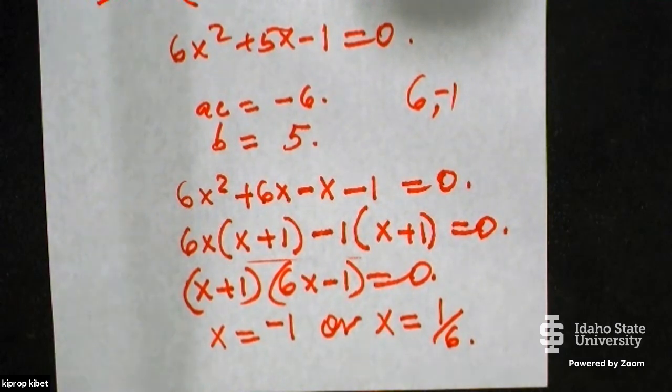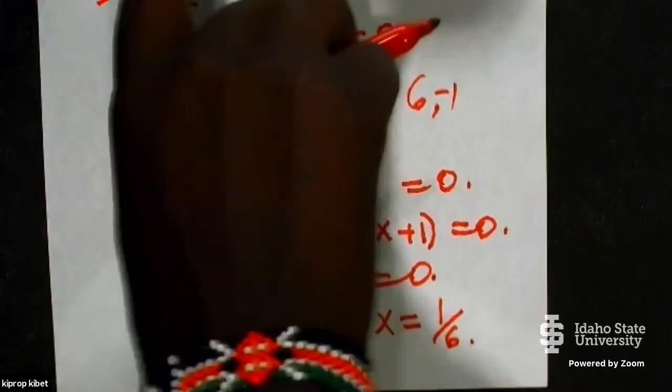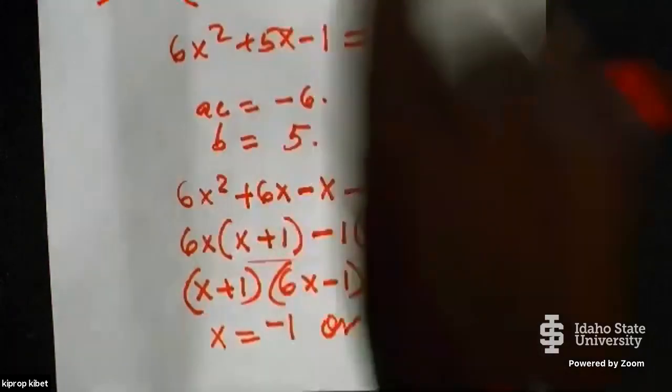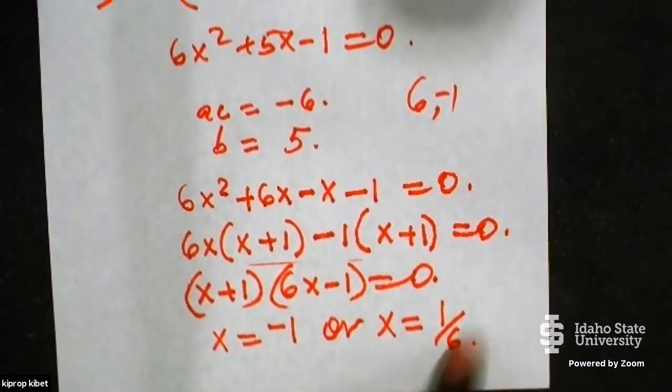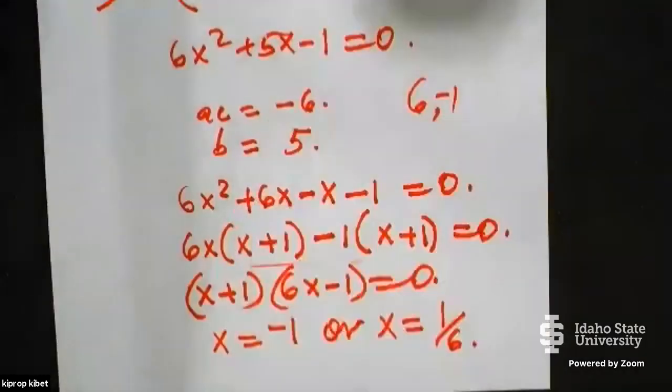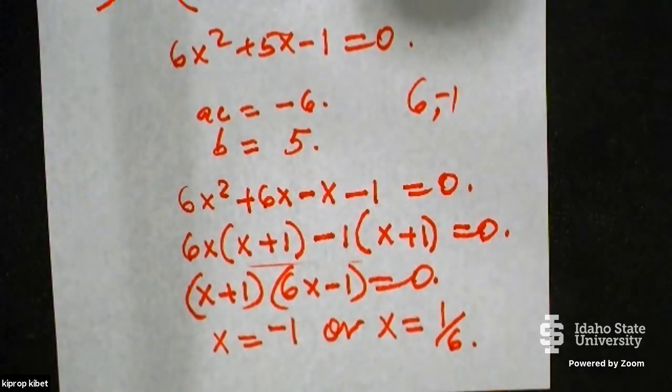So that if you come and replace minus 1 over there, it will give you 0. If you replace 1 over 6 there, it will give you 0. And the expression will be undefined. Okay, so there is another example there, so you can go and look at it.